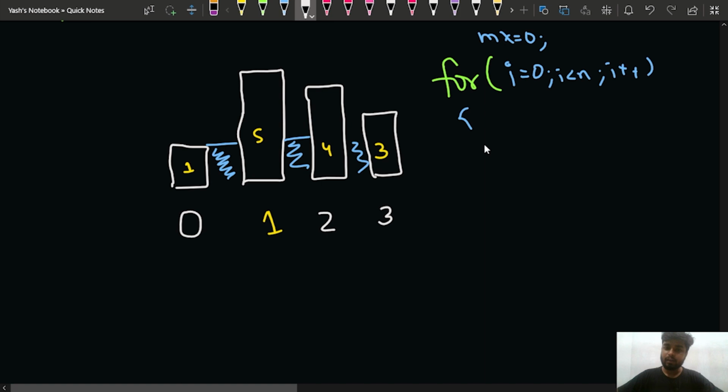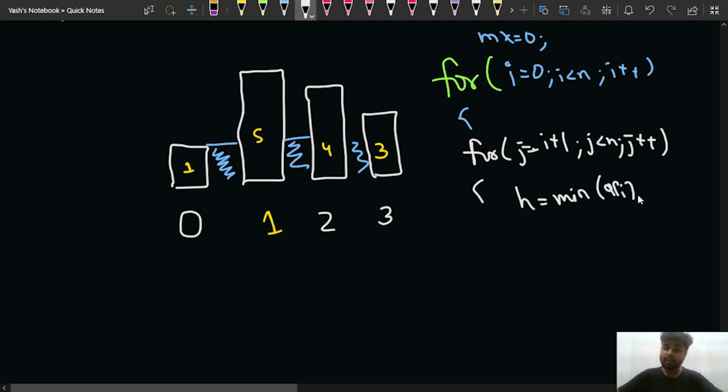Then we will say that for j starts from I plus 1, j is going to be lesser than the n value, then j plus plus. And what will the height be? The height will be nothing but the minimum of a of I comma a of j. And what will the width be? The width will be nothing but j minus I.